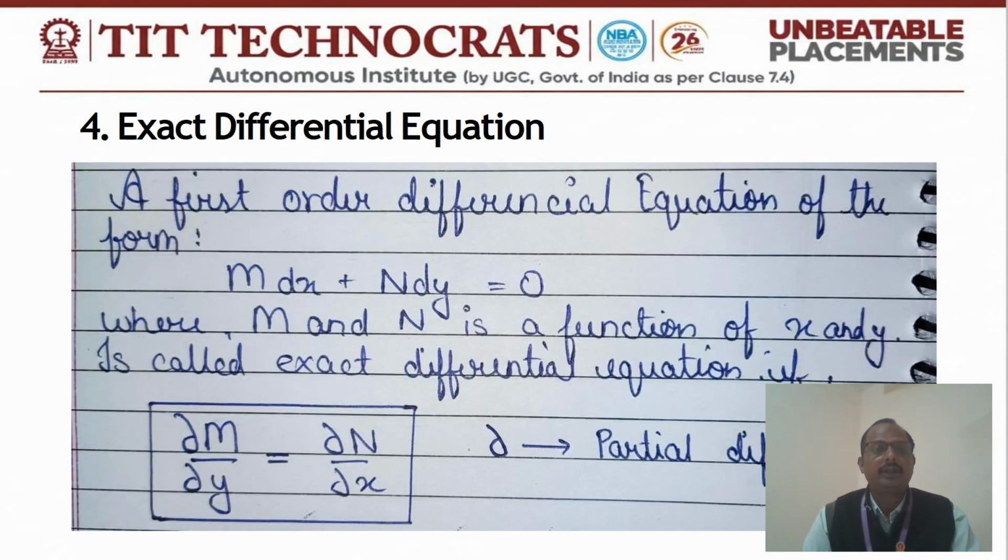Now the exact differential equation: a first order differential equation of the form m dx plus n dy equal to 0, where m and n are functions of both x and y. In this case, if del m by del y is equal to del n by del x, then the equation is called exact. Here the symbol del denotes partial differentiation.